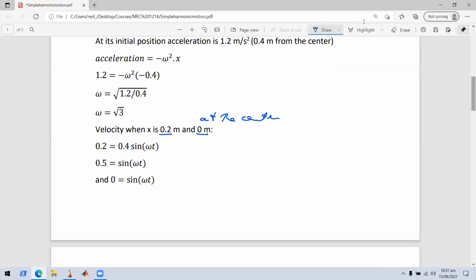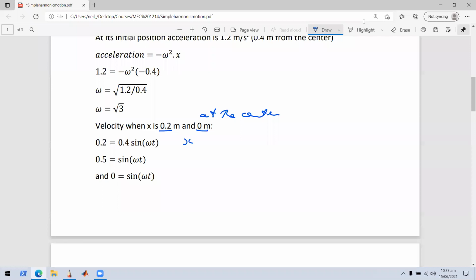Okay. So x is equal to a sine omega t, right? So 0.2 is equal to 0.4 sine omega t, right? Now 0.2 divided by 0.4, well, that's just 2 over 4, which is just a half, which is just 0.5, right? I just plug it into the calculator and you'll get that. So 0.5 is equal to sine omega t, right?